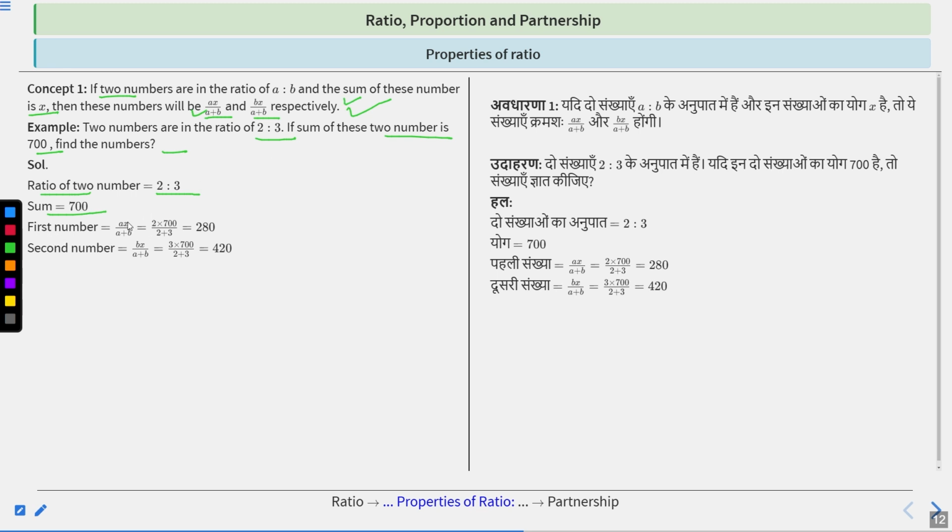So the first number is AX upon A plus B, where A is equal to 2. So 2 multiplied by 700 upon 2 plus 3, which is 280. Next, the second number is BX upon A plus B. So B is 3, multiplied by 700 upon 2 plus 3, which is 420. When we sum up, we get 700. Clear? Next one.